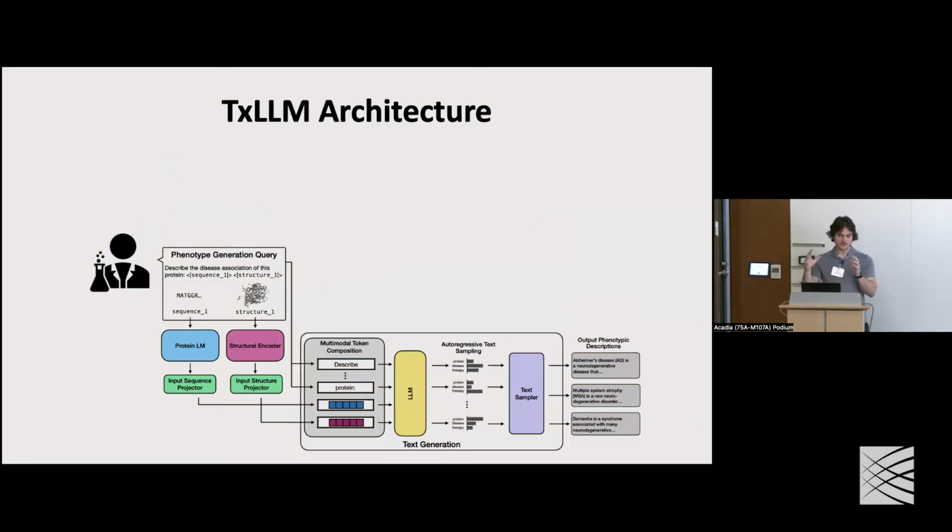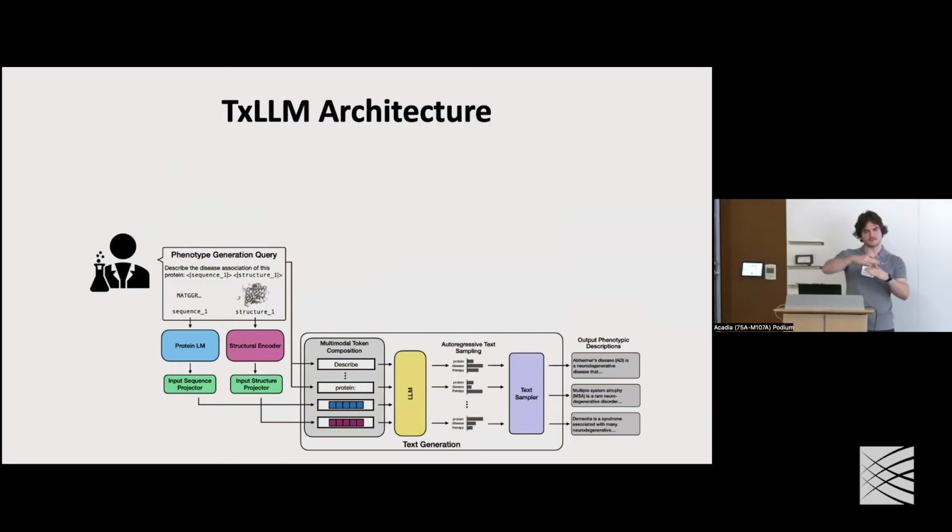So we take your interleaved multimodal input and decompose it into the textual parts and the multimodal parts. The multimodal parts get passed into separate encoders. For the sequences, we take that into a protein language model. For the structures, we take that into a structural encoder. We get embeddings for those, and then we perform this multimodal token composition, where we insert the multimodal information back in, interleaved with the text tokens, and then that all gets input to the large language model. Then we have the output of the large language model.